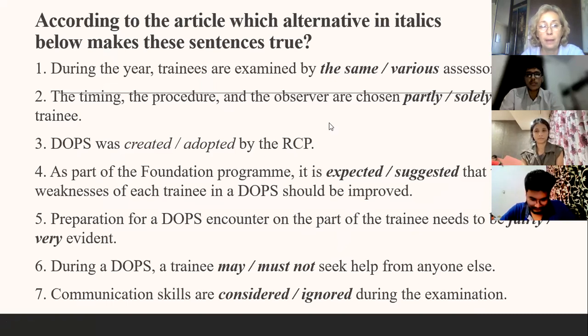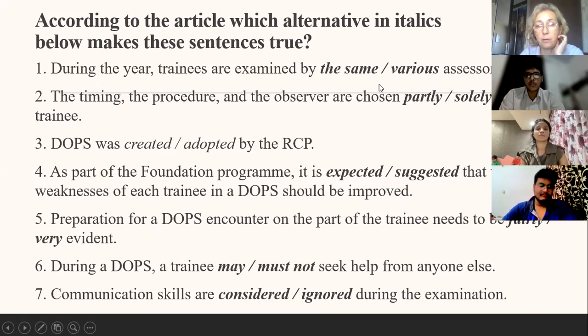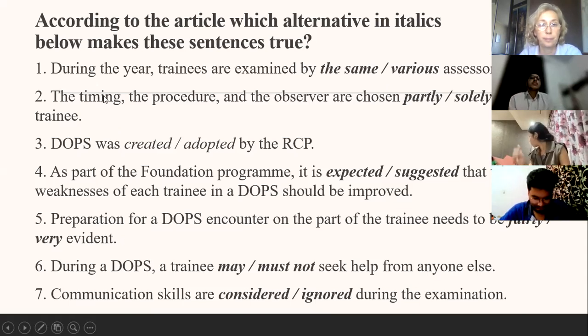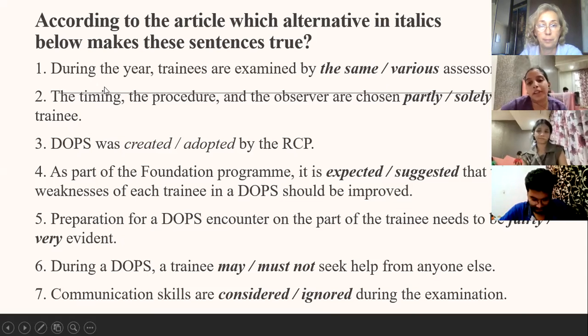And now, according to the article, which alternative in italics below makes these sentences true? You see there are two options in each sentence and we should choose one of them. Well, Misha, you start with the first sentence, please. During the year, trainees are examined by various assessors. So you've chosen various assessors. Do you all agree with this? Yes, ma'am. Okay, great.